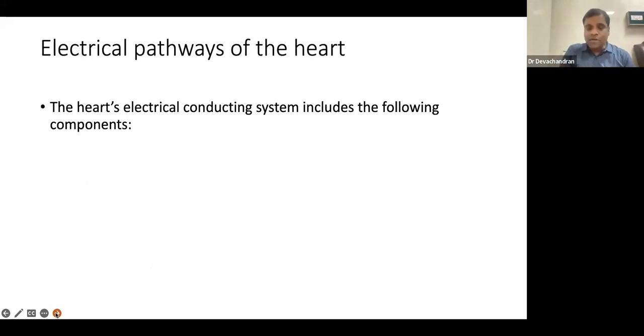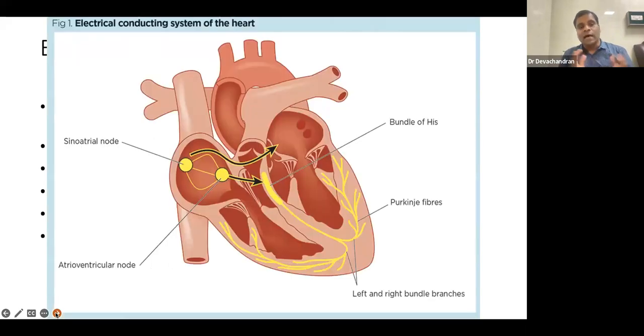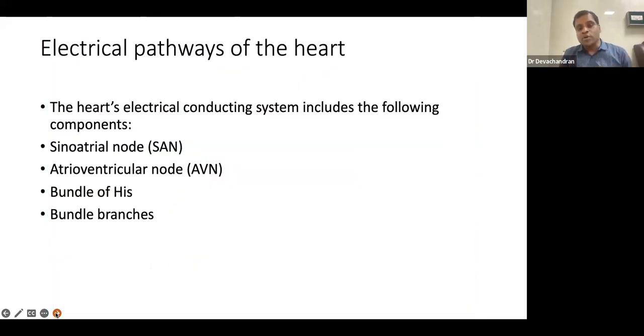So just a quick look at the electrical pathways of the heart. I'm sure you all read this as well in your college. This is just a recap of the heart's electrical conduction system, as we call it. So the main pacemaker is the sinoatrial node, or the SA node. The secondary pacemakers are the AV node, or the atrioventricular node, bundle of His, and the bundle branches.